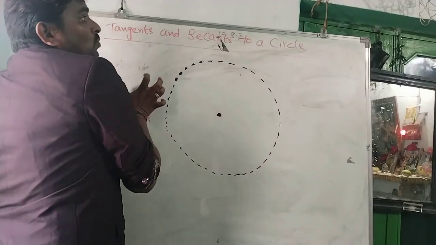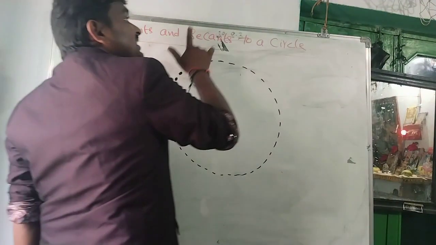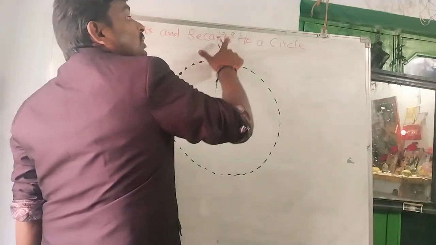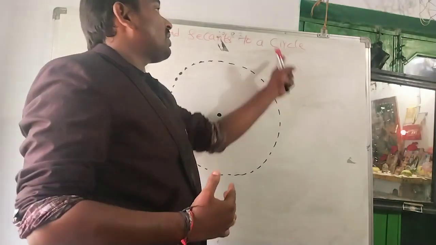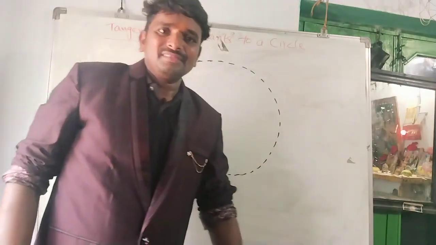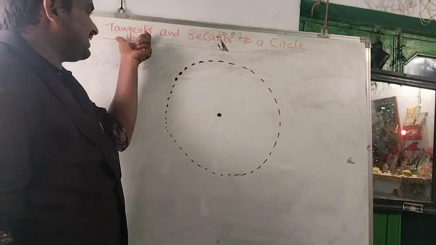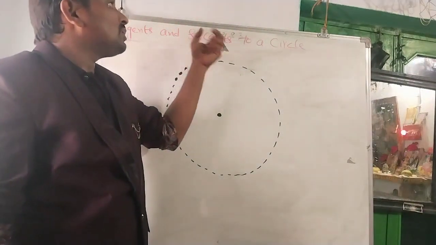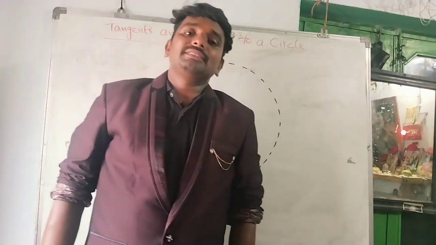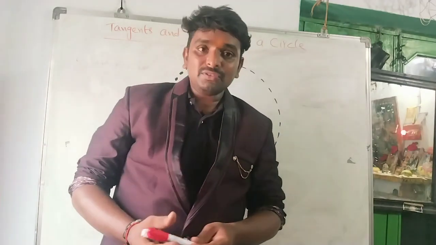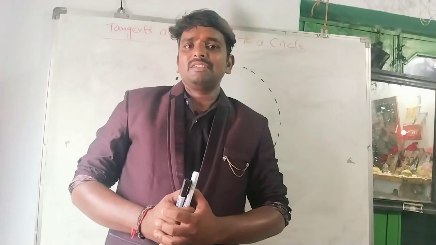Before we understand what is a tangent and what is a secant of a circle, first we should know about circle, right? If we want to understand about tangent and secant, first we should know about circle. So first we have to know about circle definition and properties of circle. First let us see what is circle.